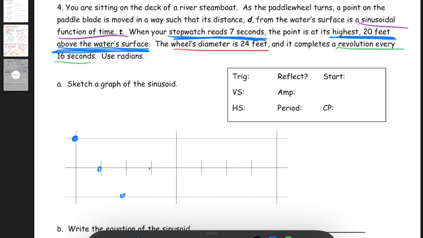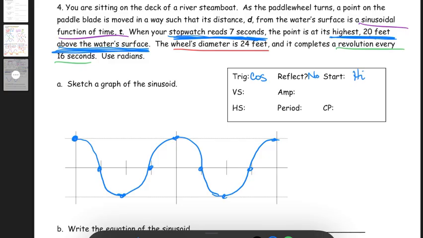So low, middle, low, middle, high, middle, low, middle, high. And here is our shape. It's starting high, so it's going to be a cosine, and it's not reflected. Now, we haven't put any numbers on this yet, but we already have the shape. Okay, so the next thing we need to do is start looking at the values it gives us.